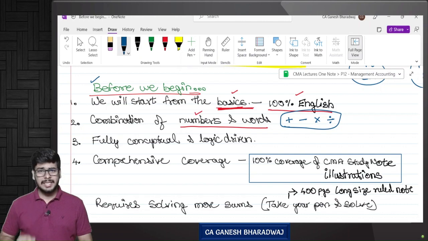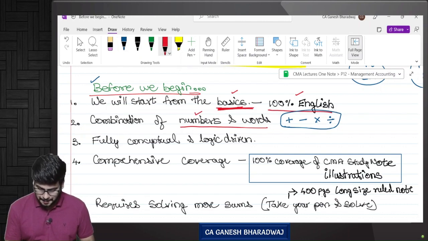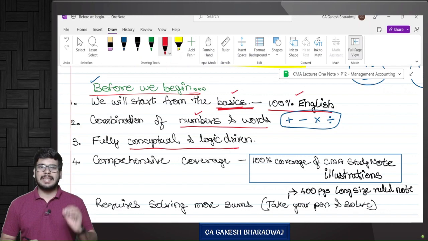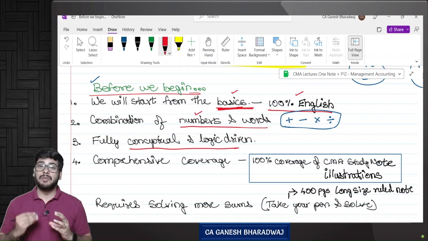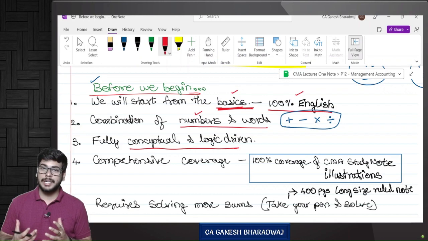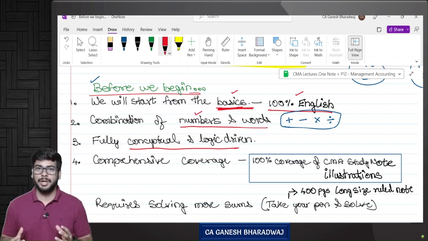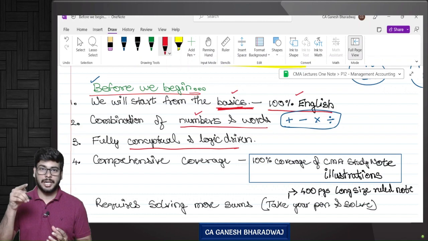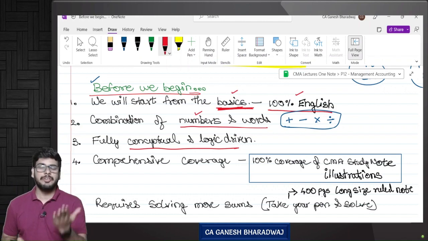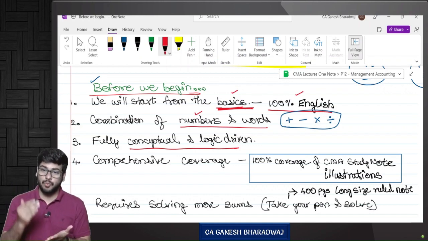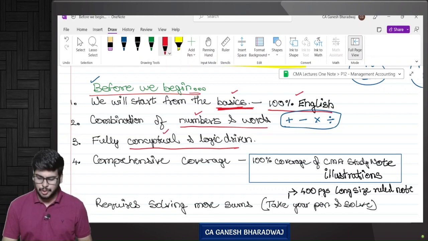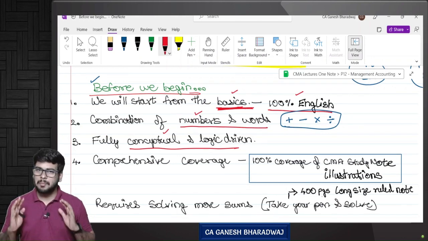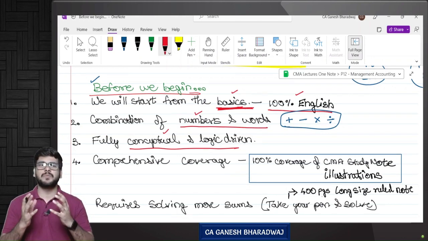Next, this subject is fully conceptual and logic driven. So we are absolutely not going to mug up anything. Whatever we are studying, I will first give you a background as to why we are studying this, and then I will get into the technicalities and explain the concepts one by one, so that you will know why you are studying whatever you are studying. You will know the reason and the logic as to why we are doing it right now. Are you clear with this? Everything is conceptual and logic driven. There is no scope for mugging up. So please don't think that I can just mug up something and go.